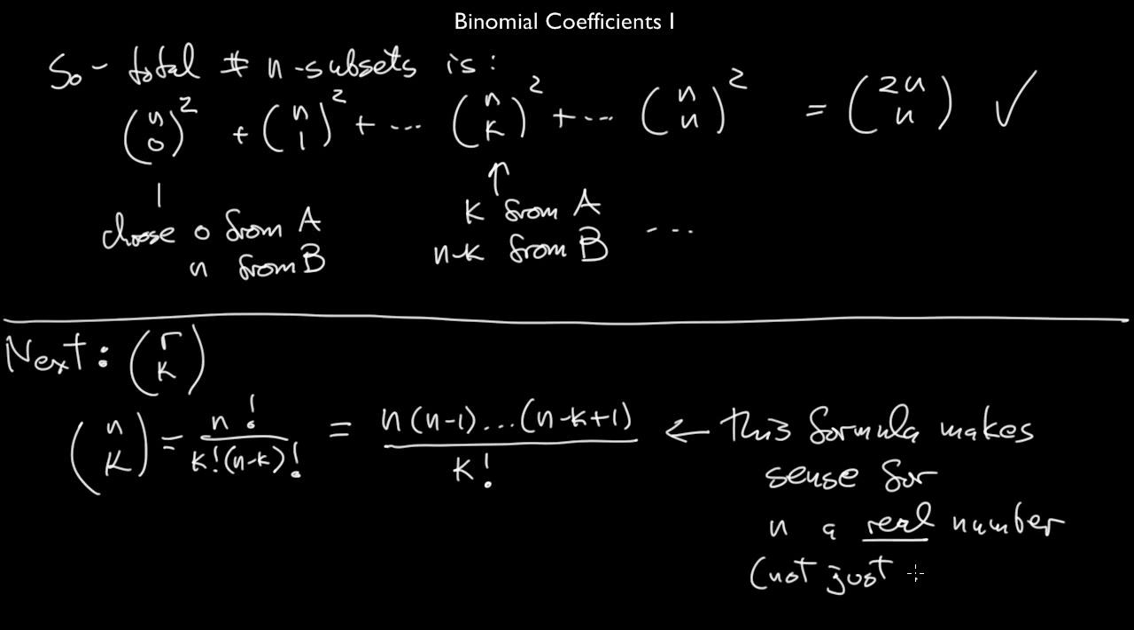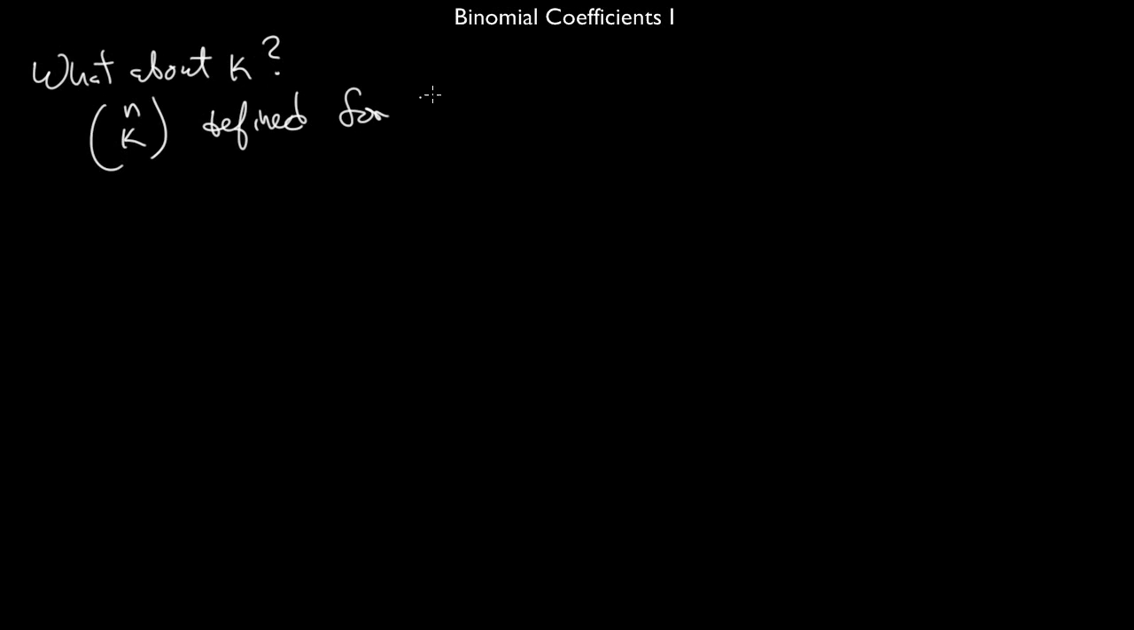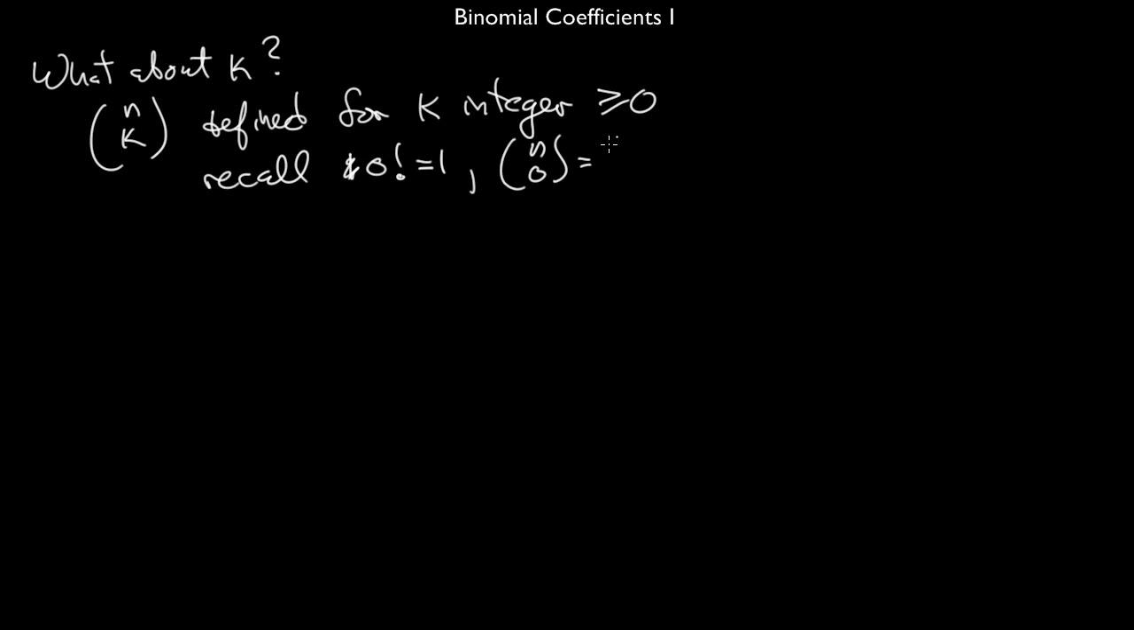And this is the kind of thing that you do often in combinatorics. You have a formula, and there are different ways of writing it, and one way has a particular property. This way has the property that it makes sense for n any real number. Now what about k? So remember, n choose k is defined for k a non-negative integer, an integer greater than or equal to 0. And keep in mind that 0 factorial is defined to be 1, and n choose 0 is therefore n factorial over 0 factorial n factorial, which is 1.